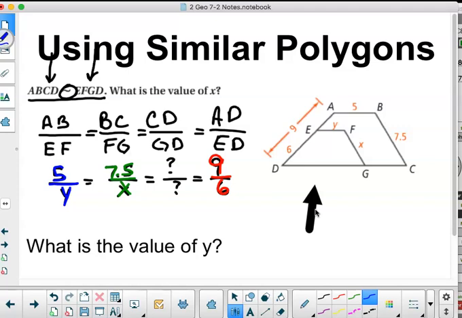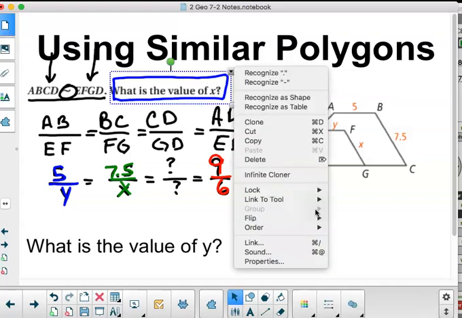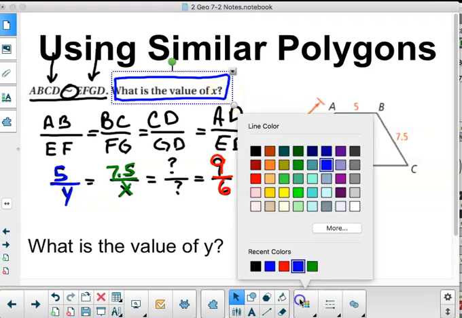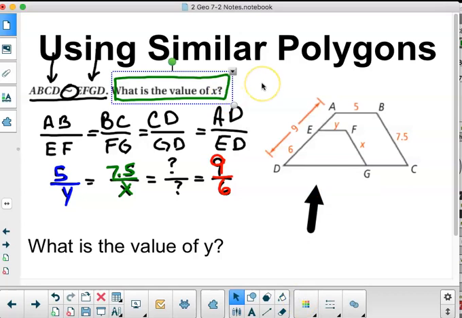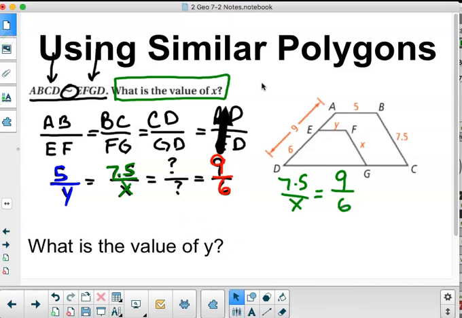Now, they ask me to find X. What is the value of X? So I am actually going to use the value of X, and let's make that green so it makes a lot more sense here. Hey, look, now that's green, boys and girls. So here's how we're going to find X. I've got 7.5 to X is equal to 9 over 6. Are you okay with how I related this? Remember, this was set up because of corresponding side measures.